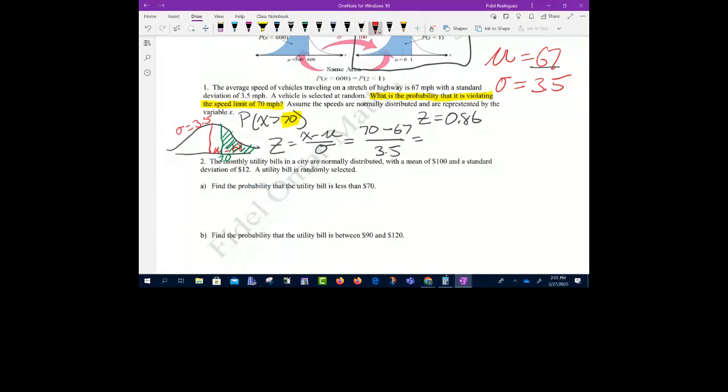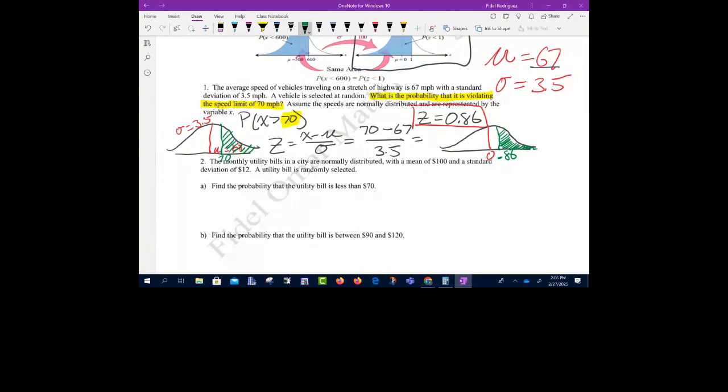Now what we're going to do, just like we did on Tuesday, I'm going to draw this picture here. I'm going to do my standard normal curve. If you remember, we said that the number in the middle was always 0, my standard deviation was 1, all that kind of stuff. What I'm going to do now is look for 0.86. I know that's just to the right of 0. And what we're trying to do is find the area underneath this curve.